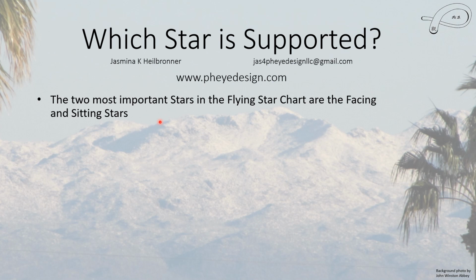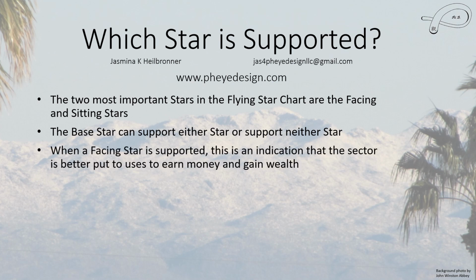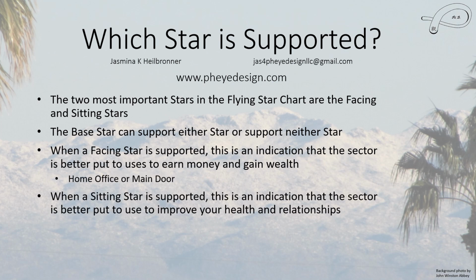The two most important stars in the chart are the facing and sitting stars. The base star can support either star, or support both, or neither. I mean, it can do anything. When a facing star is supported, and I'll talk about what that means in just a little bit, it's an indication that that sector is better put to use to earn money and gain wealth. So this is a good location for a home office or a main door.